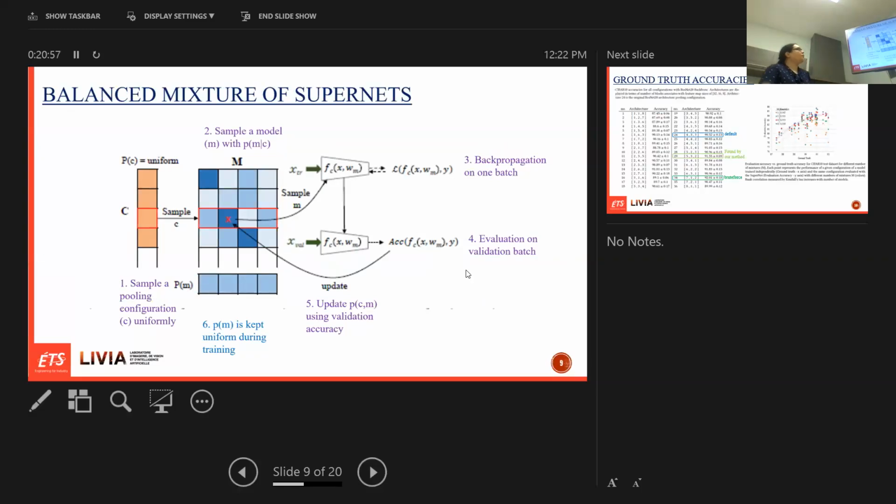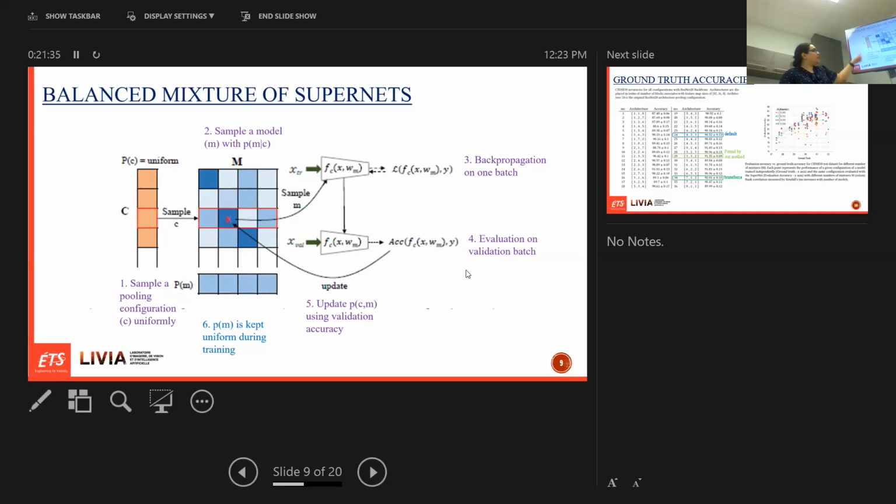What we propose to do to reduce the weight sharing is using a balanced mixture of SuperNets. Here, C is the configurations and M is the models. The configurations are the pooling configurations, which we had 36, and M is the number of models, which we can change. If we have just one model, it's just the single path one-shot, or SPOS, method.